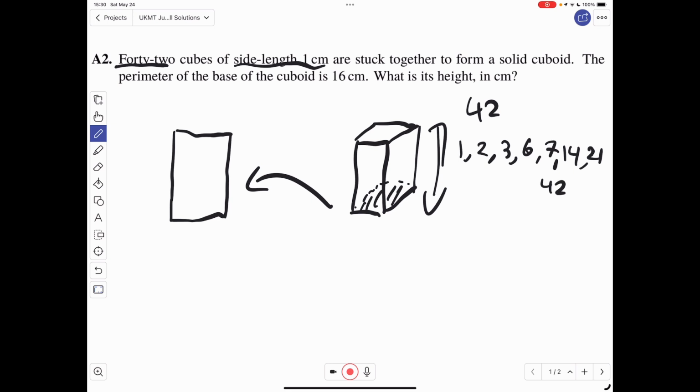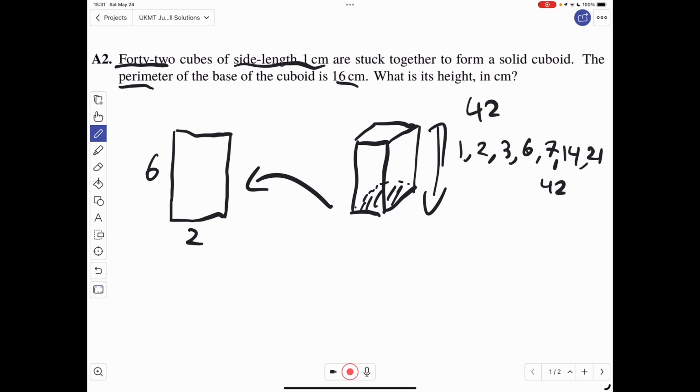Now we need a perimeter of 16 cm, so we want 8 for these two and 8 for these two. So what will let us sum that? And since they have to be whole numbers, remember, because we're using unit cubes, what sums to 8 over here? Well, 2 and 6 sums to 8. So we could try that. So 2, 6.